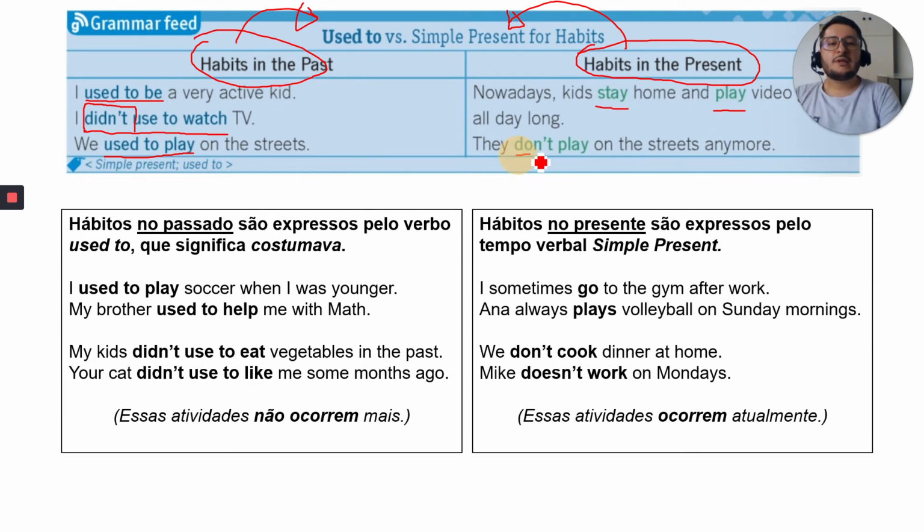They don't play on the streets anymore. Don't play because it's a negative sentence. Alright?